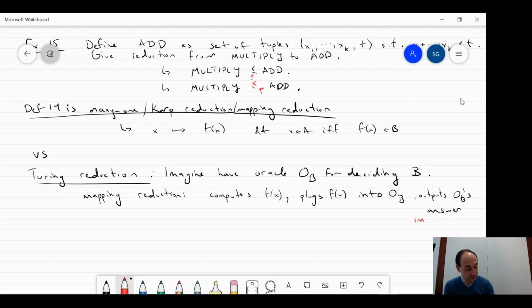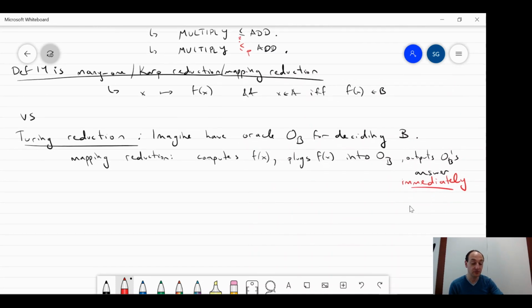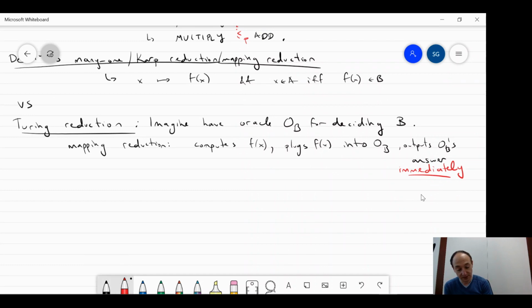Let me really stress that it's immediate. You can imagine that you run the oracle OB and it gives you an answer, but you might want to post-process this answer. Maybe you want to flip the answer a bit. You're not allowed to do that. In a Karp reduction, it's literally supposed to be that x was a yes instance if and only if f of x is a yes instance for B. Now, if you want to do something slightly more general, like take the answer of this oracle and even just flip it, then you're talking about a Turing reduction.